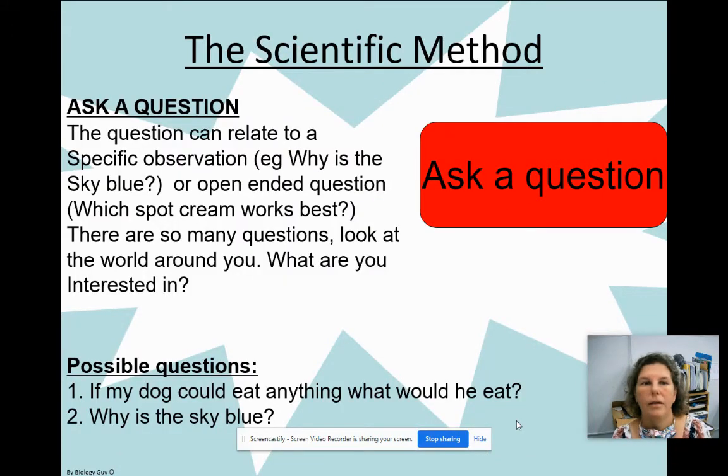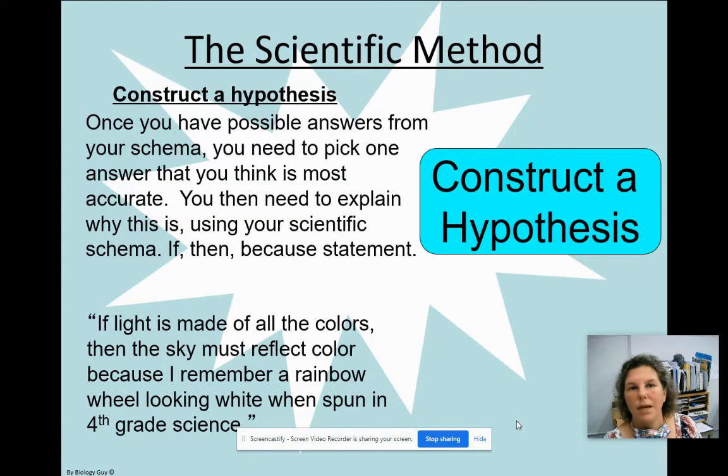So the first part is ask a question. So the question can relate to a specific observation. For example, why is the sky blue? Or which spot crane works best? There are so many questions. You need to look at the world around you, and you should have brainstormed at this point and come up with a question. So then you make a hypothesis.